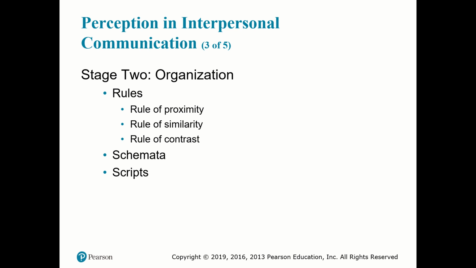And then you have scripts. Scripts are similar to schemata, but these are more about how events should unfold. The example from the textbook was whenever you go to a restaurant to sit down and eat, there's a certain pattern that you expect to follow. You expect to walk in the doors, to have a host take you back to seat you, and then they come and ask you what you want to drink. They give you menus. There's a certain pattern that we follow, and whenever things fall outside of that pattern, we notice them either positively or negatively.